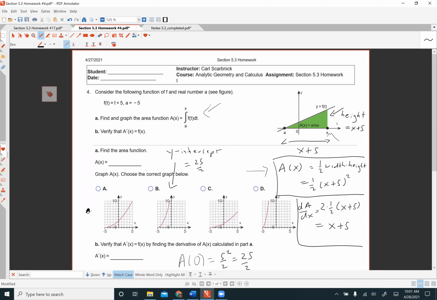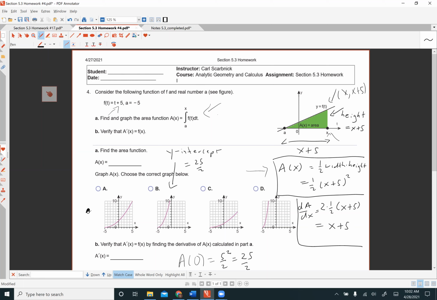The width is x plus 5. The height is also x plus 5. You go out x, right? You plug x into this function and you get x plus 5. That point there is x comma x plus 5, right? So we're going from a to x. A is negative 5, so the base is x plus 5 and the height is x plus 5. Then you just multiply by 1/2 to get the area of the triangle. So the area function is 1/2 times x plus 5 squared.